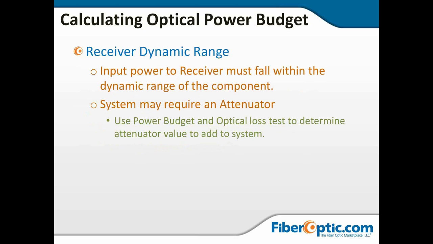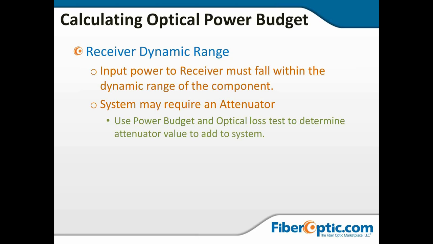Receiver dynamic range, we're going to need to know this. We're going to need to know the lowest level at which your receiver can discern data reliably. And that's going to be published by the manufacturer. You'll find that on all of the specification sheets.